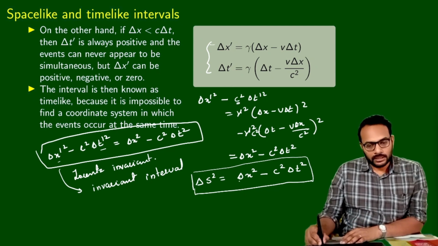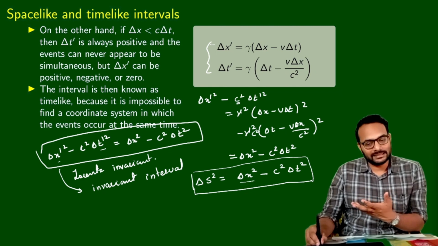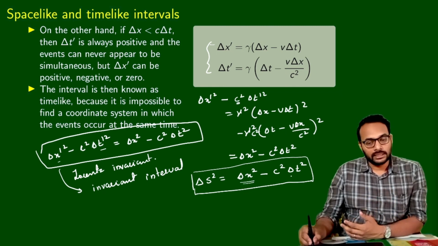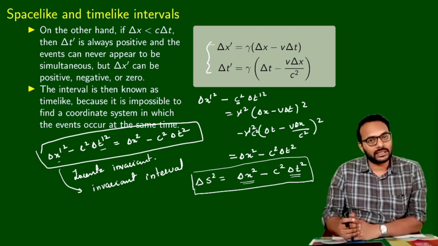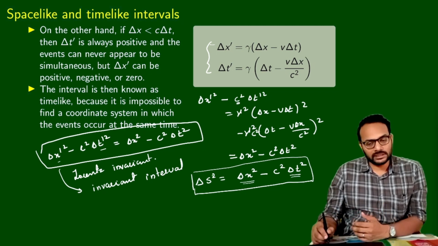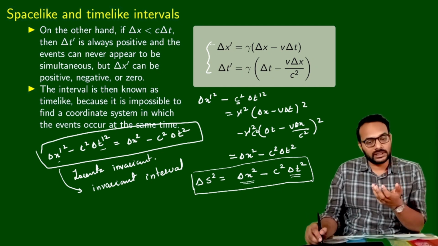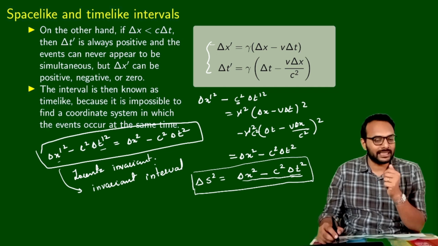We said that the spatial separation between two events differs from one frame to another because delta x itself is not invariant. The time separation is also not invariant. Different observers will not agree on what the time separation between two events is. So different observers will not agree on delta x or delta t, but all observers will agree on this particular combination of delta x and delta t.